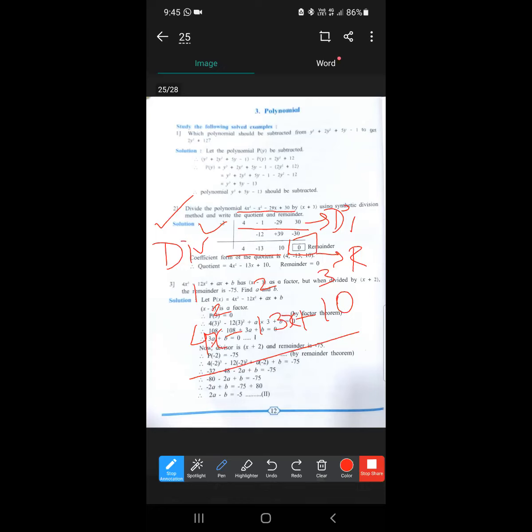Okay, 4x square minus 13x plus 10. So this is your quotient. This is your what? Quotient. And here it is in the coefficient form. And just now we have seen how to write it in the polynomial form.